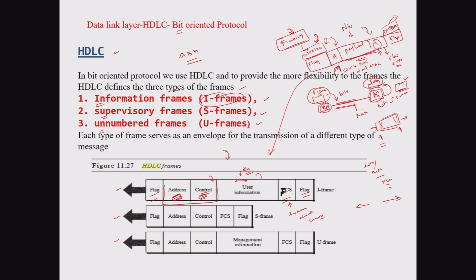The I frame consists of whichever data comes from the network layer. Now if we consider the supervisory frame, it won't carry any data coming from the network layer. It will carry only the control information. So we have no information field in the S frame. Now we have the unnumbered frame or U frame, whose extra information is the management information.